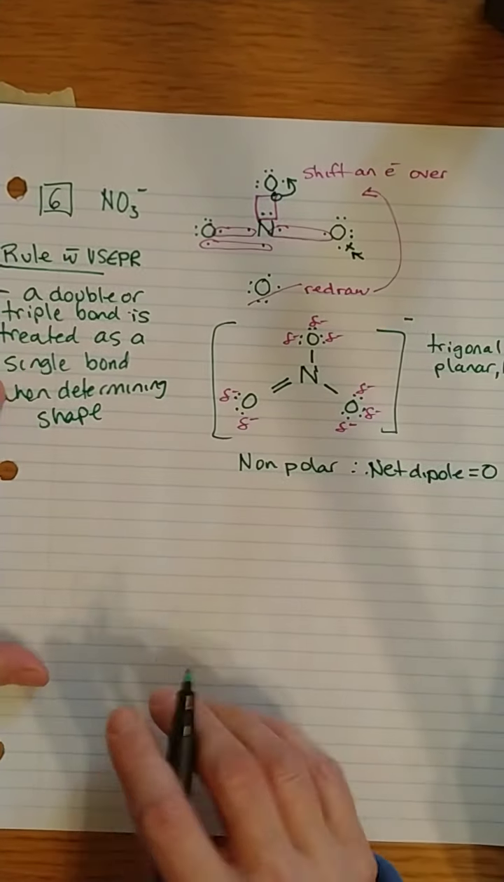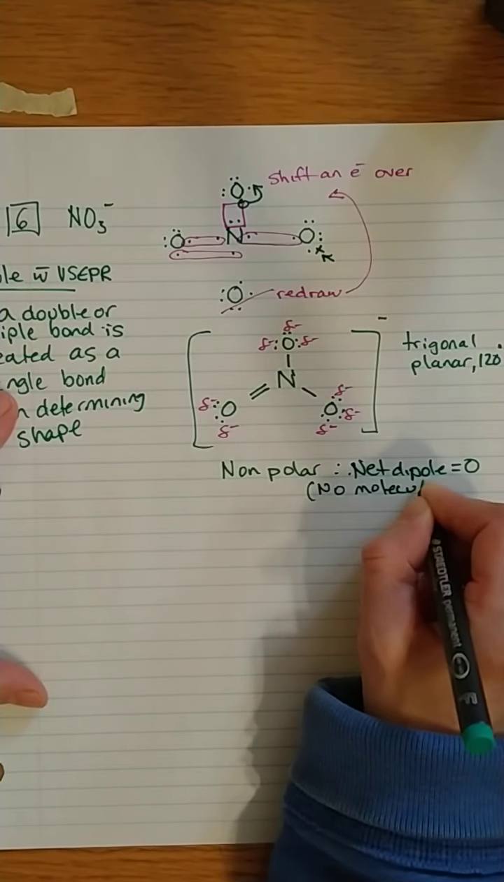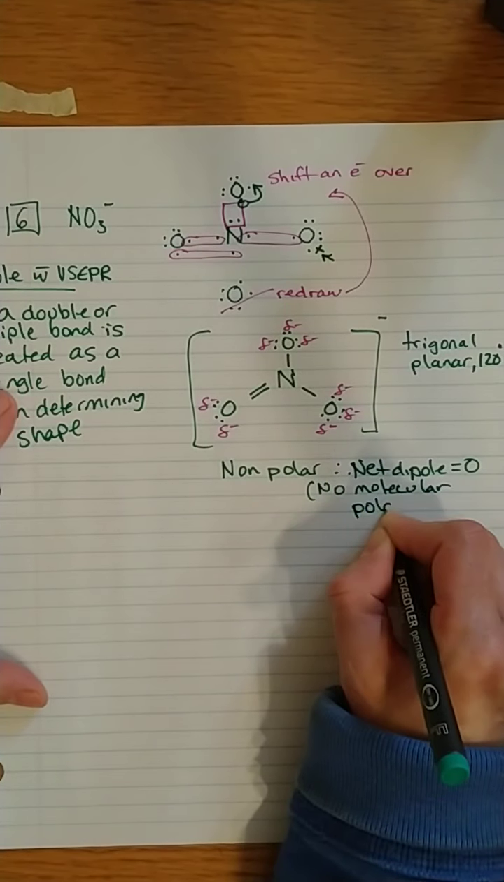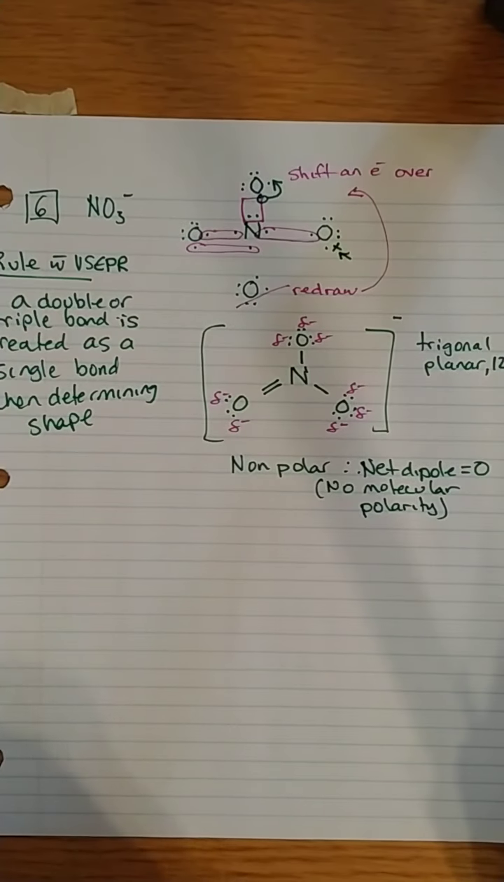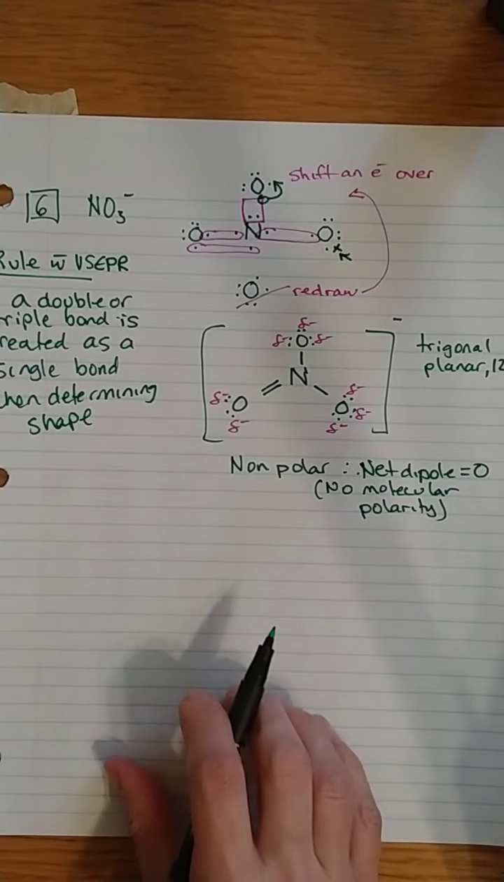is 0. It's non-existent. There is no molecular polarity, which is why it's non-polar. So we just say its net dipole is 0. So now let's look at the valence bond diagram.